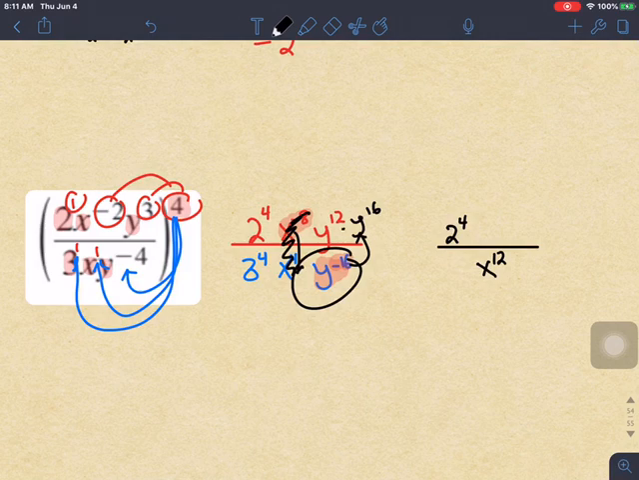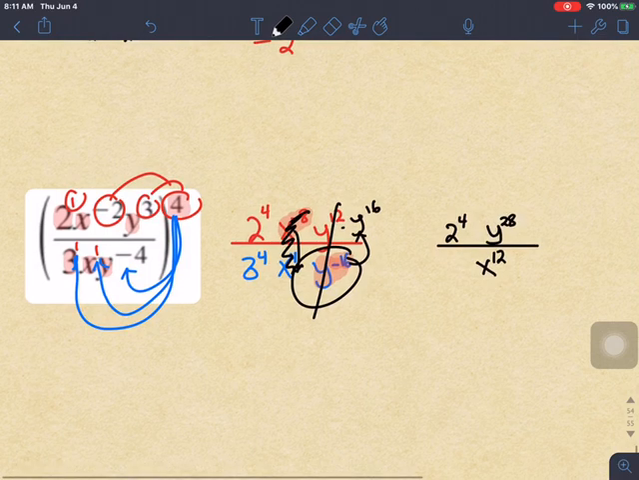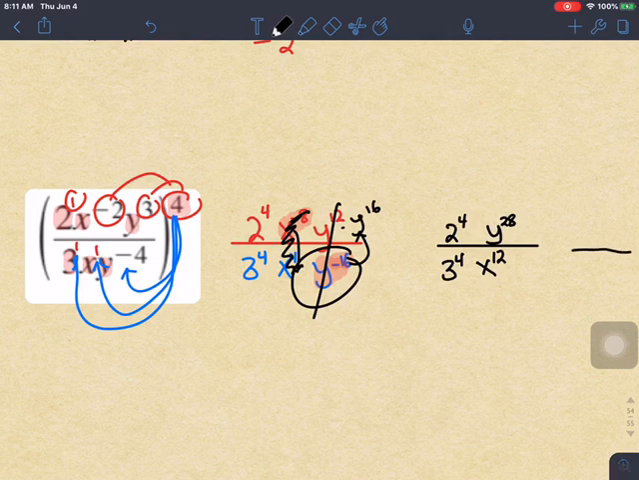And when you multiply those, that becomes y to the positive 28th power. So the y's are done, and then you really just have 2 to the 4th and 3 to the 4th. If you want to simplify those, we can go ahead and do that. 2 to the 4th: 2 times 2 is 4, times 2 is 8, times 2 is 16. So 2 to the 4th is 16. Y to the 28th power. And then 3 to the 4th is, I believe, 81.